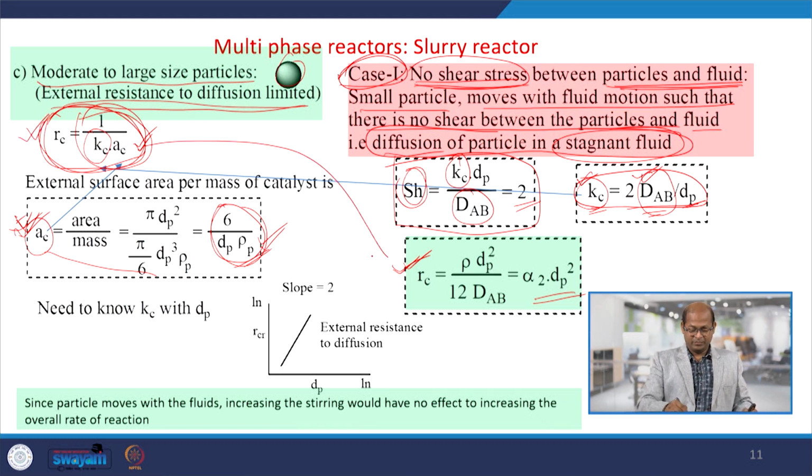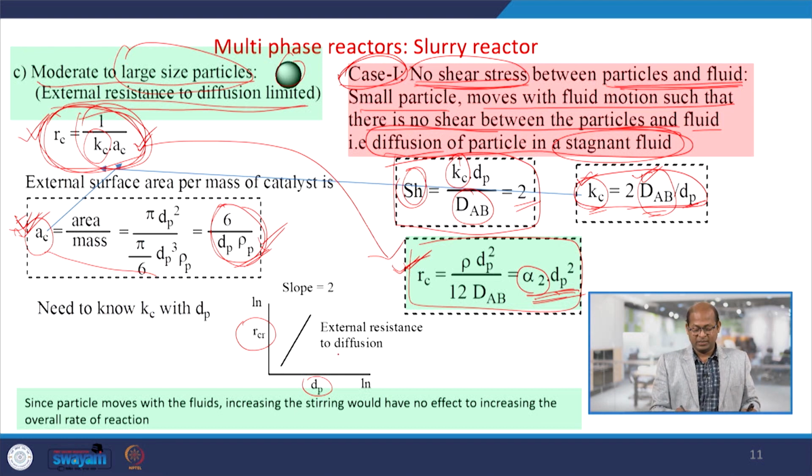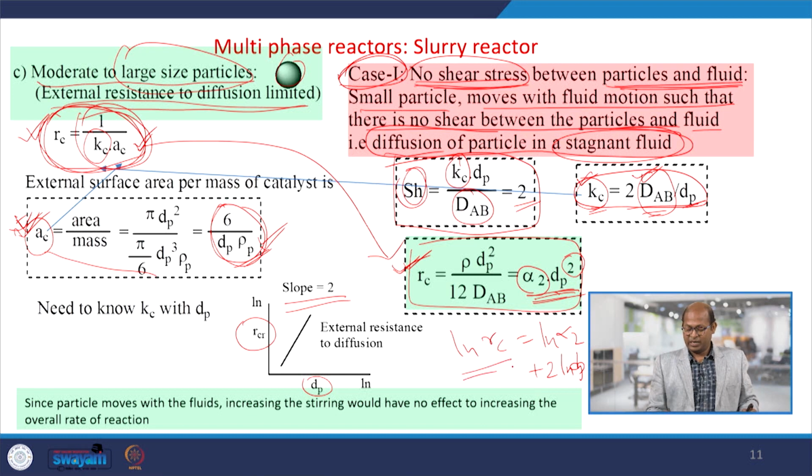Then Rc we can write as, if we substitute AC and Kc in this equation, some constant alpha 2 times dP squared. After that, if we take log of this equation and plot RCR versus dP, then for external diffusion, since we have taken moderate to large size particles, the slope would be 2: ln Rc equals ln alpha 2 plus 2 into ln dP.